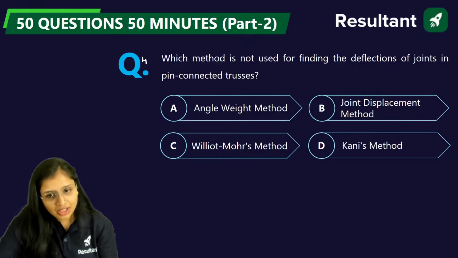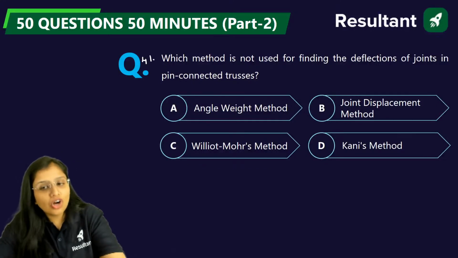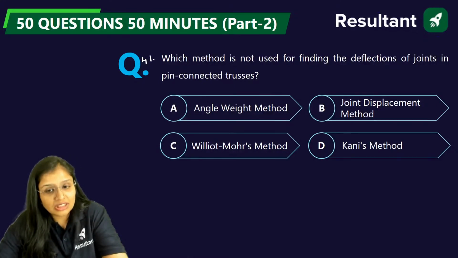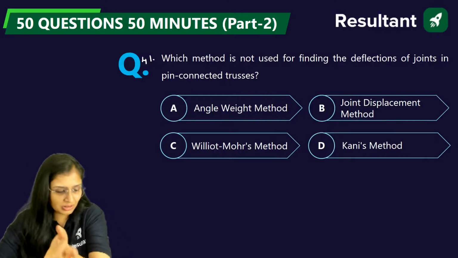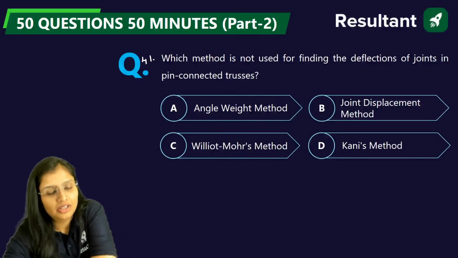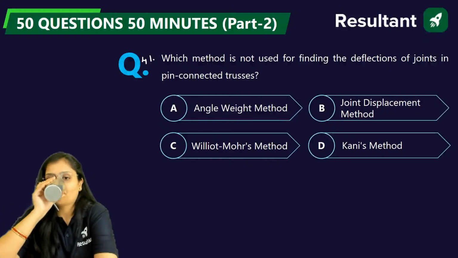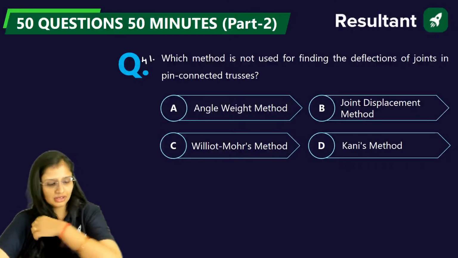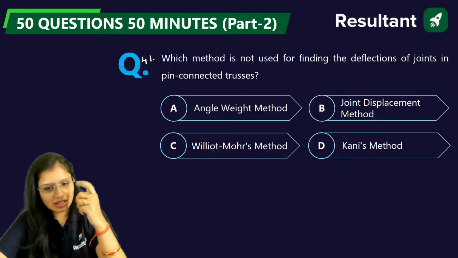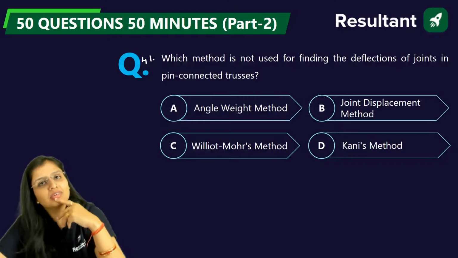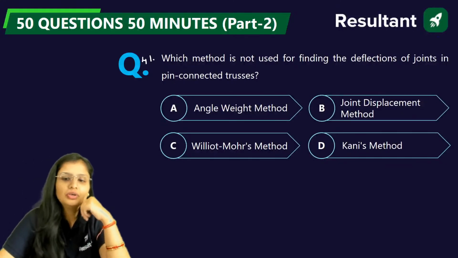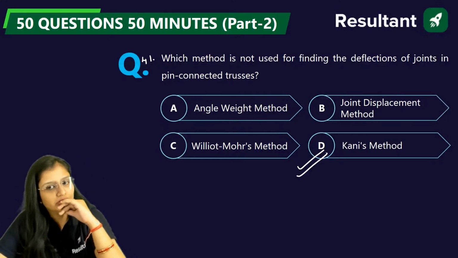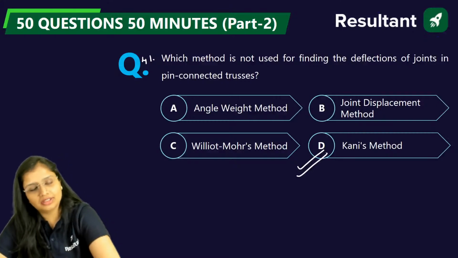Question number 41. Which method is not used for finding the deflection of joints in pin jointed truss? कौन सा method आप use नहीं करते हो? ये तो just by seeing it, I guess you will answer. Come on guys. नहीं, angle weight method हम करते हैं. Kani's method इसके लिए हम नहीं, moment distribution वगैरह के लिए करते हैं. We don't use Kani's method here. Kani's method we do not use for deflection of joints in pin jointed trusses.